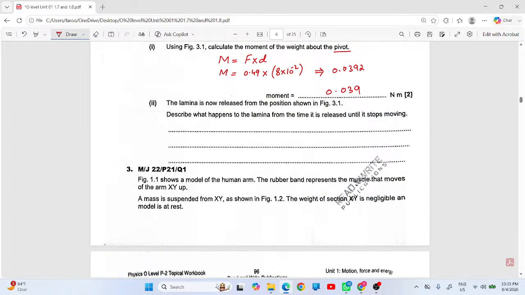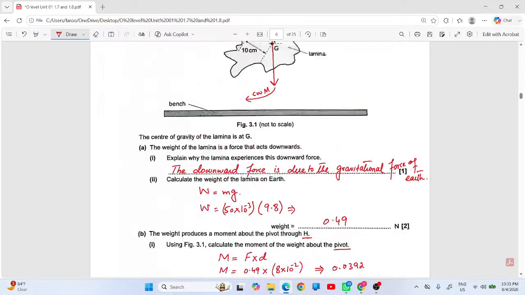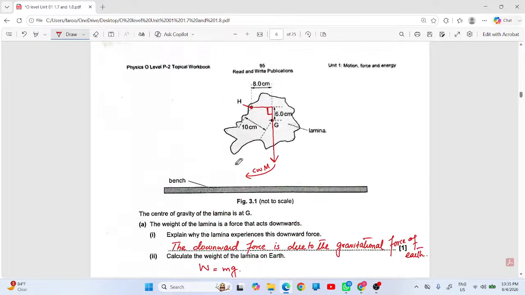Next, the lamina is now released from the position shown in figure 3.1. Describe what happens to the lamina from the time it is released until it stops moving. We have released it, it will start to swing about the pivot. So what will happen then?